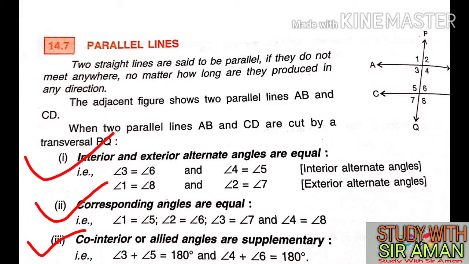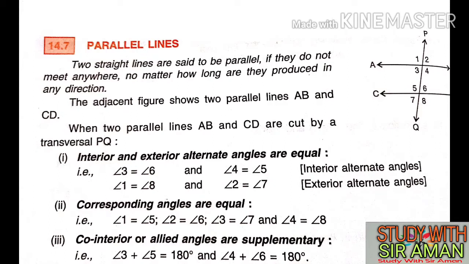How many angles are made? 8 angles are made. Some angles are made inside, some angles are made outside the lines. See number 1, interior and exterior alternate angles. Alternate means one after another. Alternate days means Monday, not Tuesday, then Wednesday, like that. Alternate number 1, not 2, then 3. Okay, interior: how many angles are interior at first? 3, 4, 5, 6 are interior angles.